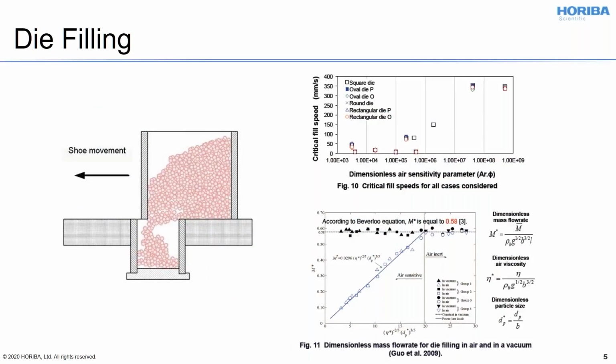Okay, moving on to effects on die filling. Basically, if you're filling a die by sliding a shoe filled with powder over the die, the material is going to fall down into that, and how fast it fills is going to be a function of what this author called the air sensitivity parameter. If you start figuring out how to calculate air sensitivity parameters, you'll see a dimensionless particle size on the bottom x-axis here, and the left y-axis is the mass flow rate. So generally, how fast you can run your process is going to depend on things like particle size, which is going to be fixed a little bit by air viscosity and those effects.